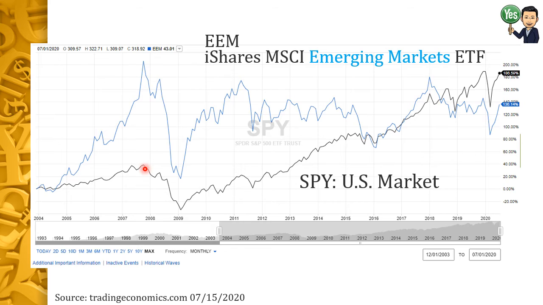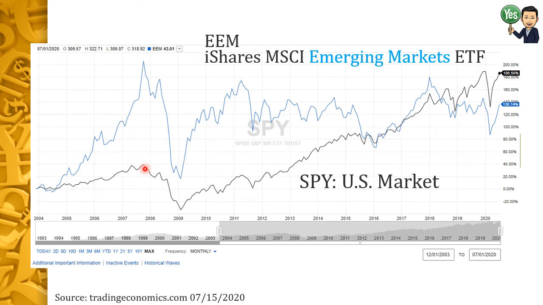After that, in 2008, we had the financial crisis. The US market went down, but when the crisis happened, the dollar index went up because everybody wanted to have dollars. So all the dollars around the world came back to the US. At that time, the US market went down, but emerging markets went down even further. So that happened.